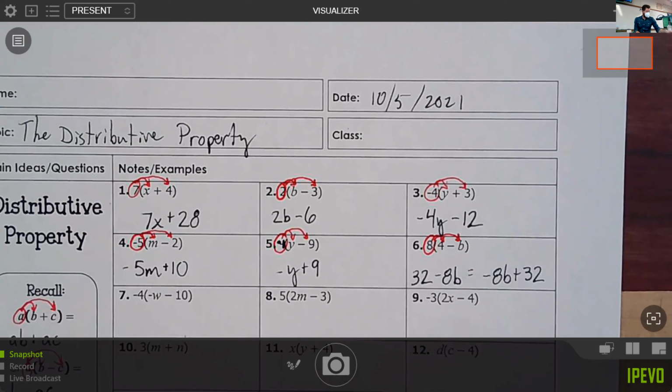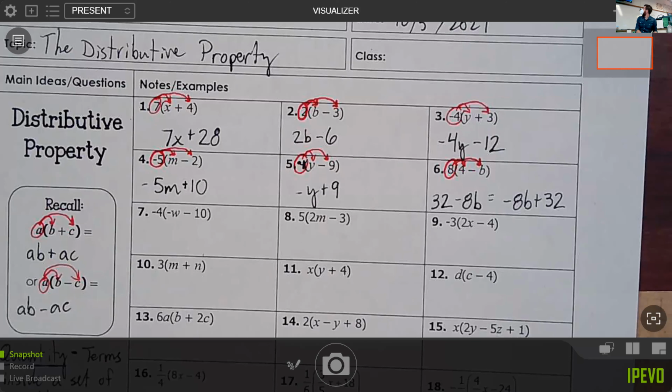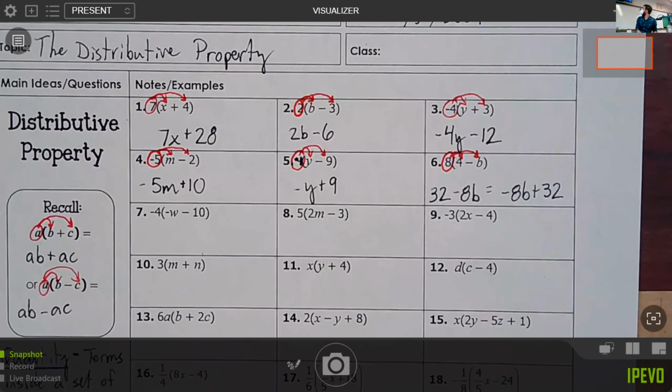All right, I would like you to work on numbers 7 through 15 on your own. We'll do 16 through 18 together, but work on 7 through 15 on your own. So those next 9 problems, and I'm going to give you, let's say, 5 minutes.